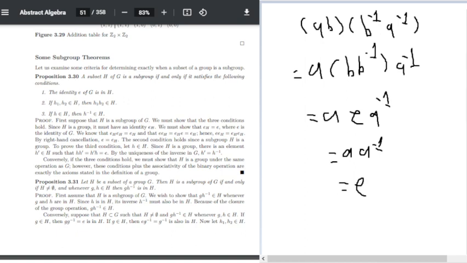The second condition holds since a subgroup H is a group. To prove the third condition, let h be in H.